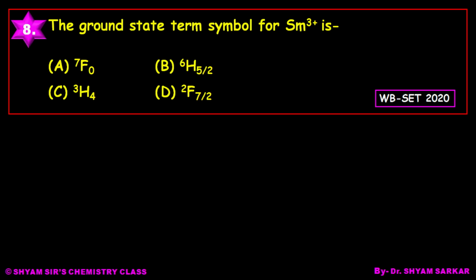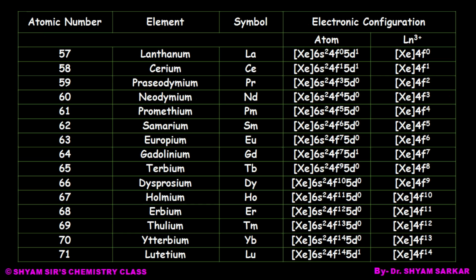For lanthanides, you must know the electronic configuration of the lanthanide ion. So for your convenience, I have shown here the electronic configuration of all the lanthanide ions. You can take a screenshot of this, because this will help you determine the term symbol of any lanthanide ion, because they are generally in the +3 oxidation state. If you know the electronic configuration of the lanthanide 3+ ion, then you can easily calculate the term symbol.